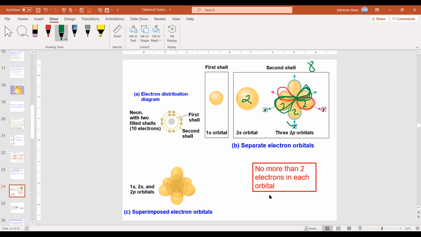No more than 2 electrons in each orbital, and the second shell has 4 orbitals. One is called the 2s orbital, and the other 3 orbitals are known as p orbitals, and they look like that.